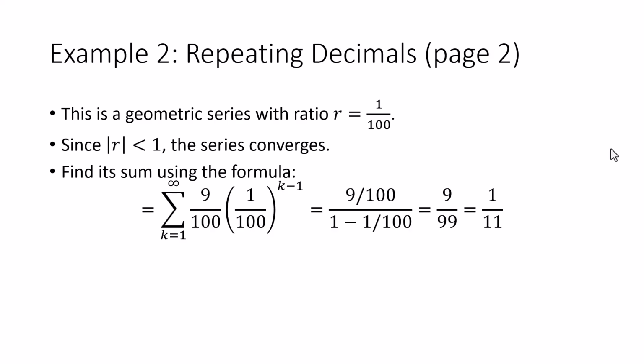So the ratio for this geometric series is 1 over 100. The a value is 9 over 100. Since the common ratio in absolute value is less than 1, this series converges. So we can use the sum formula for finding its sum, where we have 9 over 100 divided by the quantity 1 minus 1 over 100, which is equal to 9 over 99, which reduces to 1/11th. So the fraction form of 0.09 repeating is 1/11th.